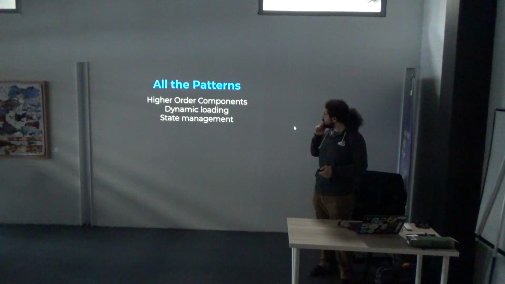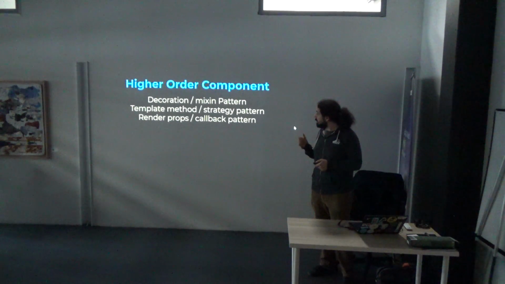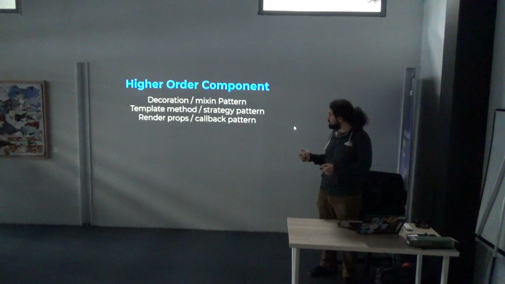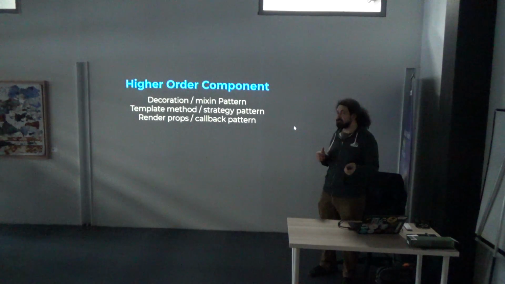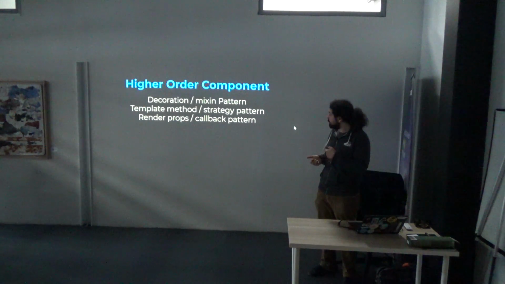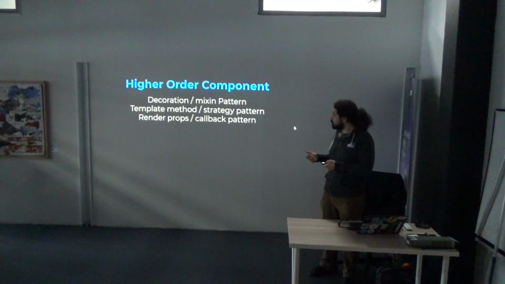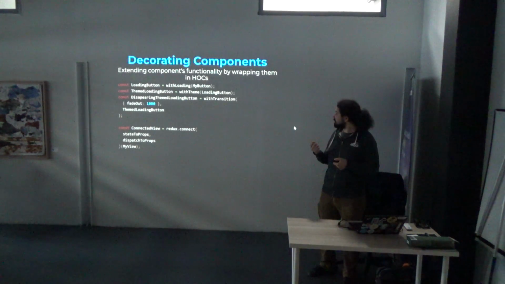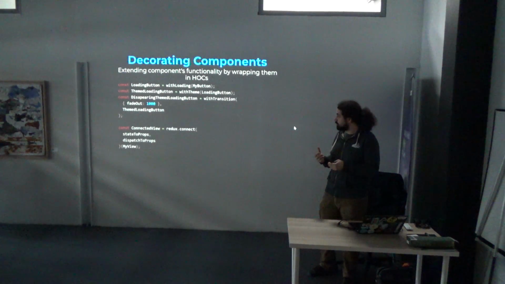Actually, let's do it. Higher order components allow us to do decorations and mix-ins, allow us to do template methods, or apply the strategy pattern, and we can use render props and the callback pattern. So what does this all mean? Decorating a component, let's say we're extending a component's functionality by wrapping it in a higher order component.